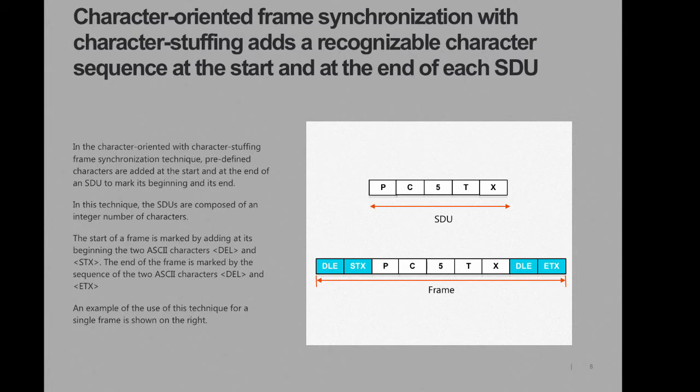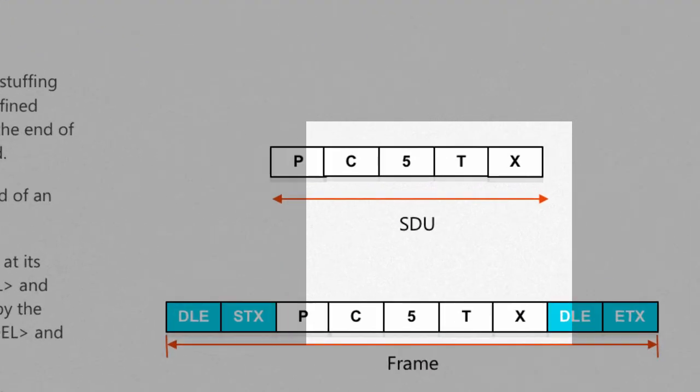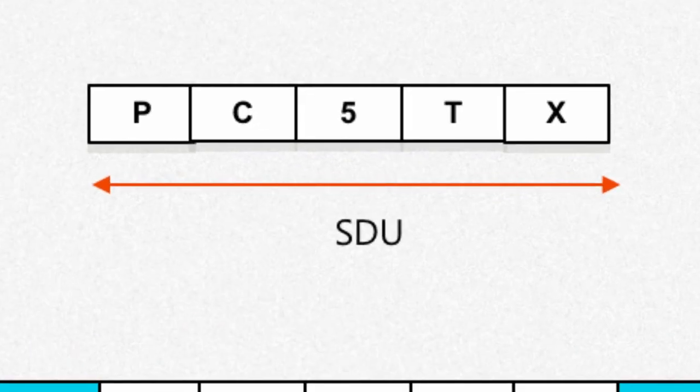The principle of operation of this technique is to add predefined characters that will mark the beginning and the end of a frame. The top figure here shows an SDU. This is an SDU of layer 2. These characters, PC5TX, were received from layer 3, and layer 2 is going to prepare them for transmission before passing them on down to layer 1, to the physical layer.